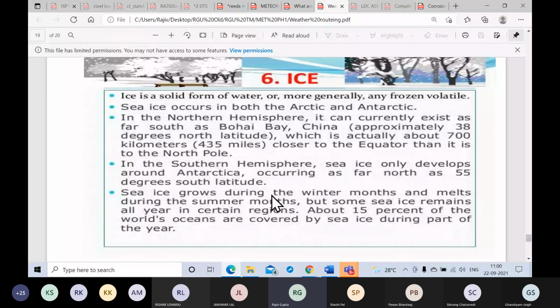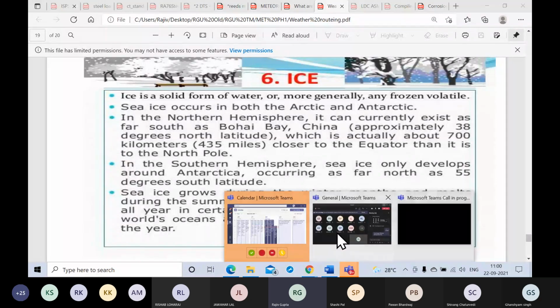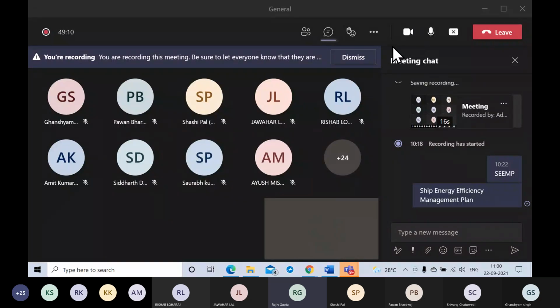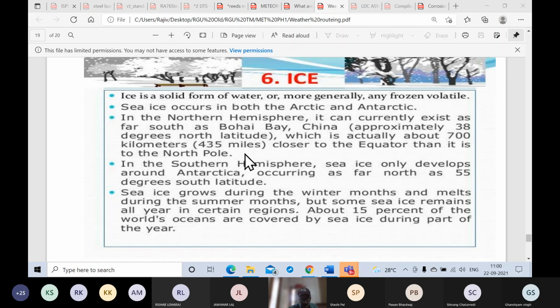Now, this will vary from time to time, from season to season. The presence of ice is not going to be present throughout the year, it will vary. In the northern hemisphere, the extent could be such that ice can exist as far south as Bohai Bay. But as far as the southern hemisphere is concerned, it will only develop around Antarctica or could occur as far north as 55 degrees south latitude.